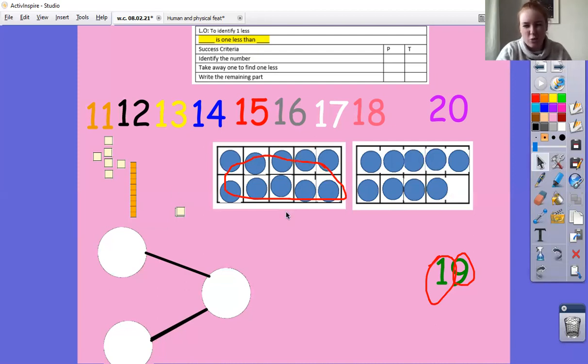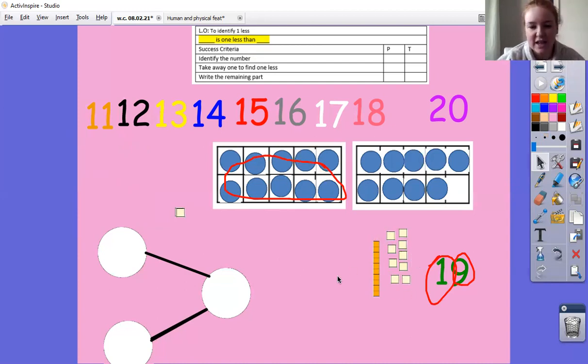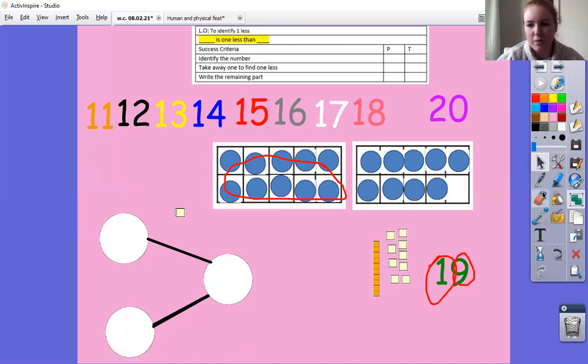So let's see. It's got 1 ten. Which of these is my tens? This is my ten because my 1 ten is the same as 10 ones. So 1 ten and we need 9 ones. So I've got 1, 2, 3, 4, 5, 6, 7, 8, 9 ones. So 1 ten and 9 ones. Fantastic. And now I want to represent that in a part whole model.